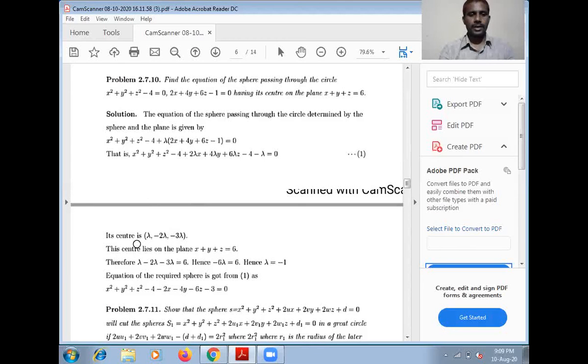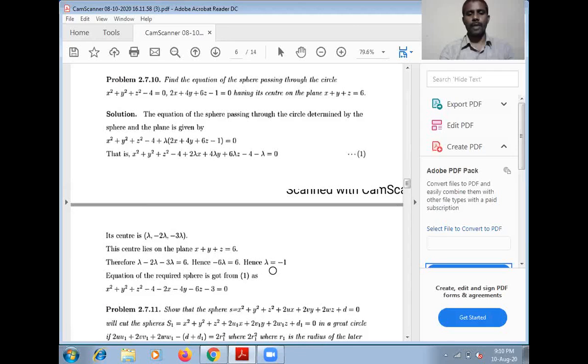But this center lies on the plane. The plane equation is also given in the problem, x plus y plus z equal to 6. Now substitute this center in the plane equation, in place of x equal to lambda, y equal to minus 2 lambda, z equal to minus 3 lambda. So lambda minus 2 lambda minus 3 lambda equal to 6, and minus 4 lambda equal to 6. So therefore lambda equal to minus 1.